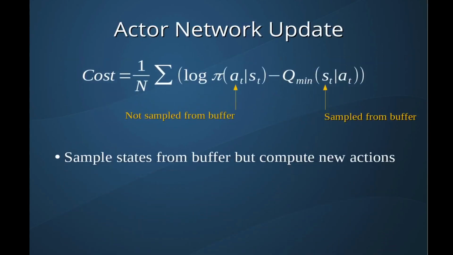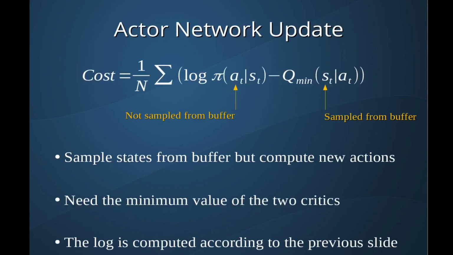So let's talk about updating our deep neural networks. Our actor network update is pretty straightforward. What we're going to do is sample states from our buffer, but compute new actions. So this is an off-policy learning method where we're going to be using samples generated by one policy to update some newer policy. We're going to stick those states through our actor network and get new actions out on the other end, compute that log prob based on what we saw on the previous slide, and then we're going to subtract off the minimum value of the two critics.